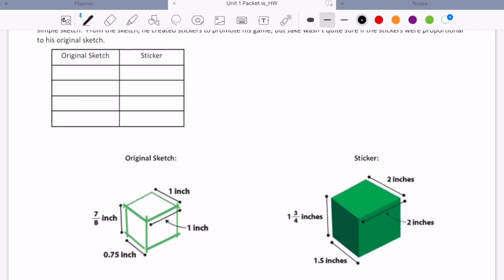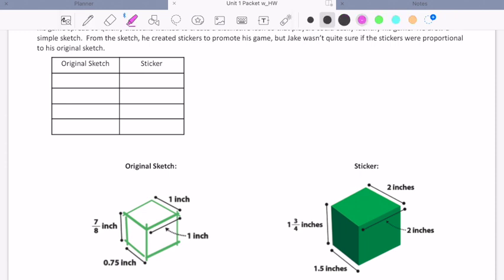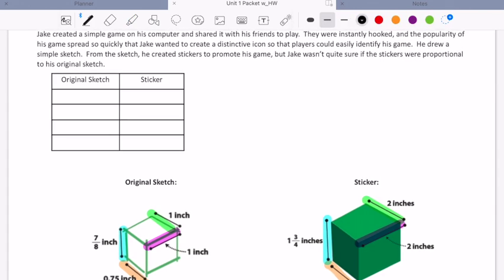Okay, so the first thing it says is to find the constant of proportionality. Before I do that, I'm just going to highlight my corresponding sides or my corresponding parts. So I'm just going to use some different colors. So I have my front side of 1 inch corresponds to the front side of the fully green section over there. 1 inch corresponds to 2. 7/8 corresponds to 1 3/4, and 0.75 corresponds to 1.5. So I'm going to take those and just put them into my table.